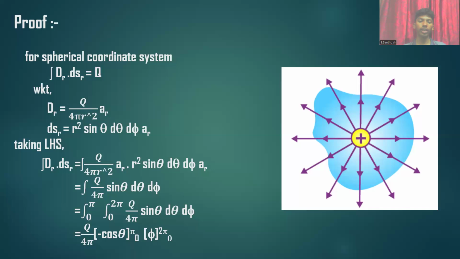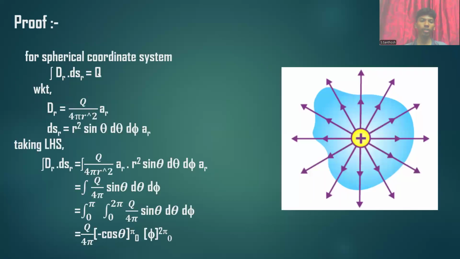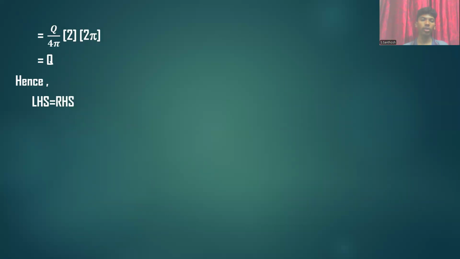On solving this, the integration of sine theta equals minus cos theta, and the integration of 1 d phi should be phi, and limits are 0 to pi and 0 to 2 pi. Now solving this, we get Q by 4 pi into 2 pi after applying the limits. So now 4 and 2 and 2 will get cancelled, and then pi and pi get cancelled. So it's equal to Q. Hence, LHS is equal to RHS, because the above equation of Gauss law states that the closed integral of D dot dS is equal to Q, and we found the value of the LHS to be Q. So LHS is equal to RHS, and the proof is done.